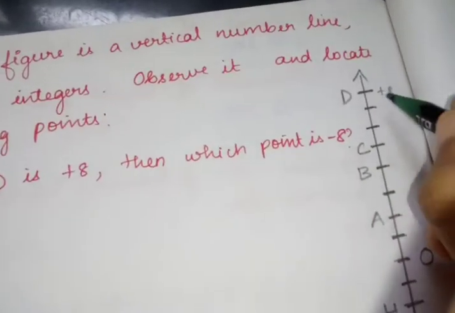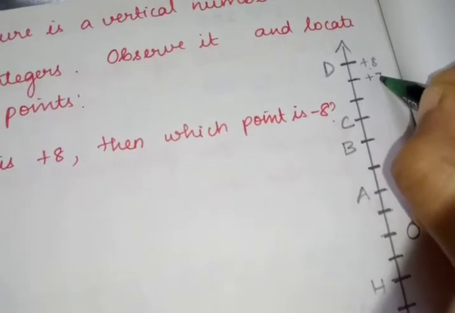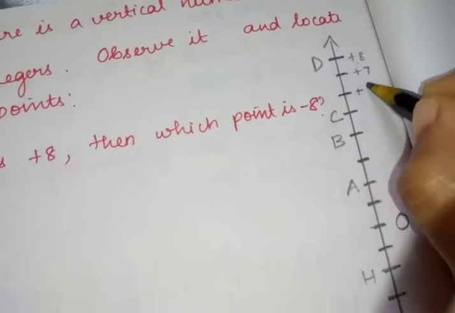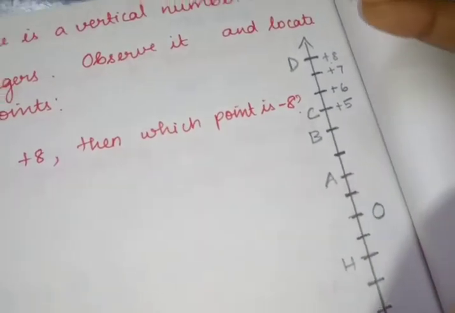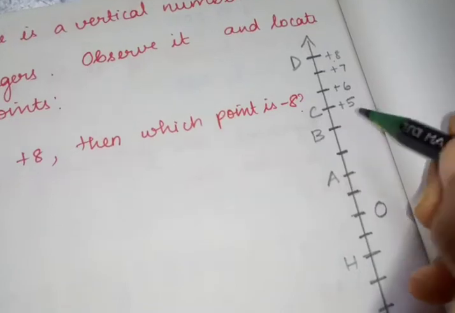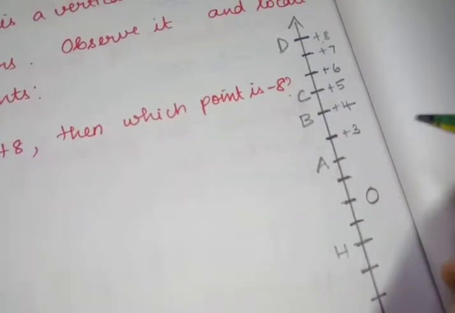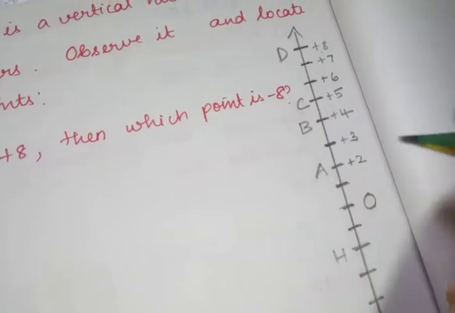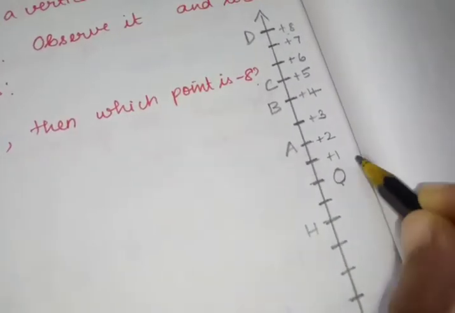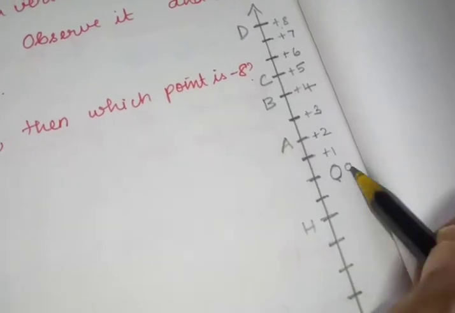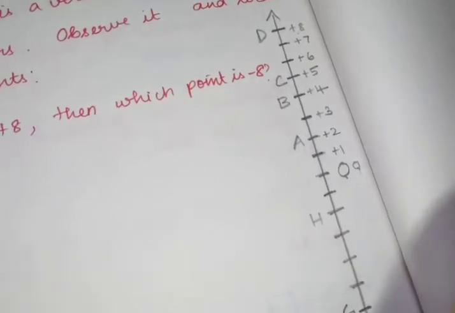See, listen, if it is plus 8, this point is plus 7. This point plus 6. This C will be plus 5 because it will be reducing only, no? Plus 4, plus 3, plus 2, plus 1. O will be what? After plus 1, what, children? 0. So the O point will be 0.